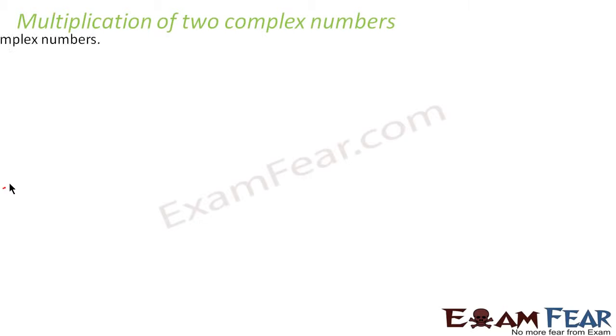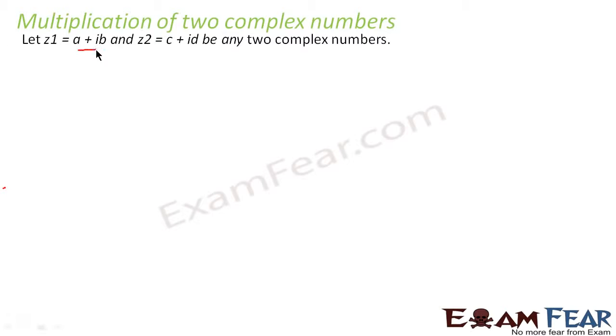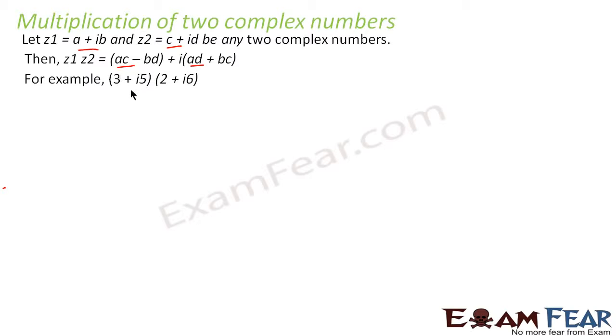Let's see multiplication. If there are two complex numbers z1 and z2, then z1 into z2 is equal to ac minus bd plus i into ad plus bc. It looks complex, but actually it is simple. Let's take an example. We have 3 plus 5i and we want to multiply this with 2 plus 6i. So we'll write this first: 3 plus 5i into 2 plus 6i. So it is normal simple multiplication.